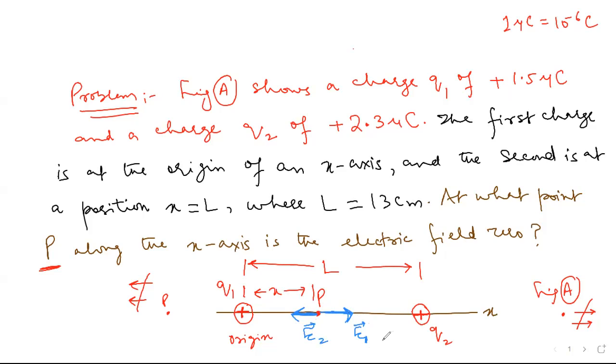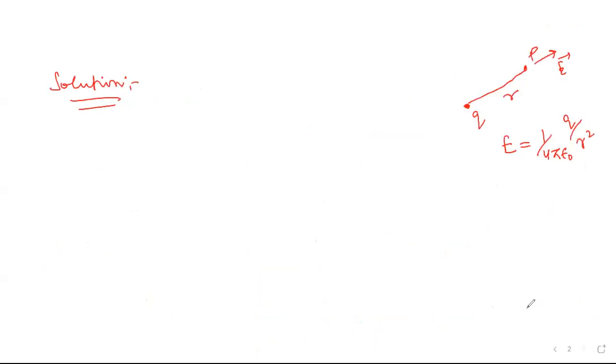We know the only way the net electric field at point P is 0 is that the magnitudes of E1 and E2 at P are equal, right? E1 is electric field due to Q1, it is this way. E2 is electric field due to Q2. We are saying that point P is x distance from origin, from Q1. So we will use the expression for electric field due to a point charge and equate the magnitudes of the fields E1 and E2 to solve for x. So let us do that.